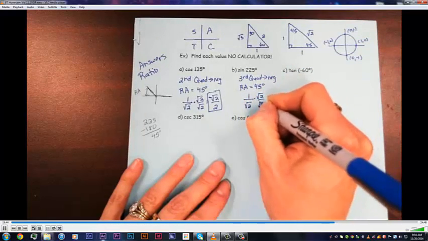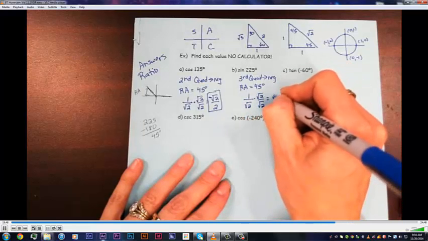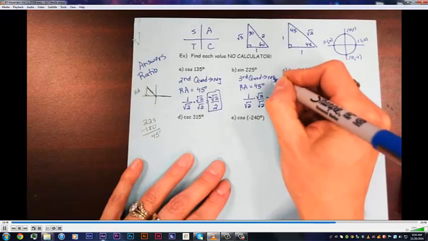Multiply top and bottom by square root of 2 over square root of 2. So we have square root of 2 over 2, and the ratio then is negative.